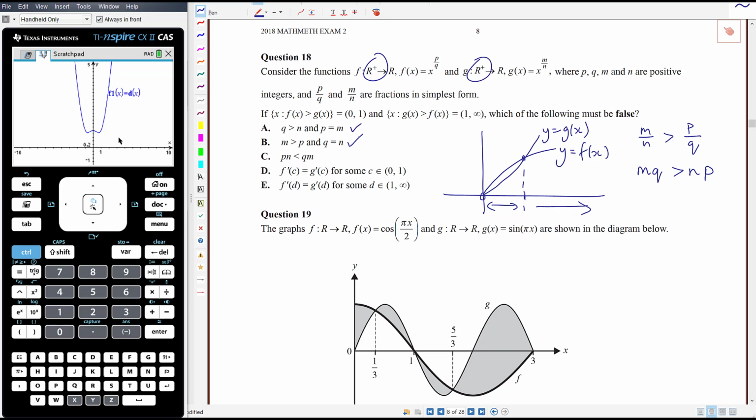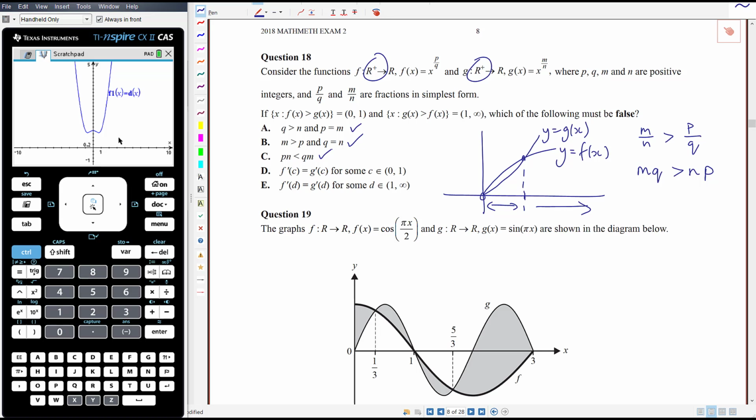Okay, so the point is it's true for some values of m, q, n, and p. We need to know which one must be false, no matter what m, p, q, and n are. Pn is less than qm. Yes, that's just this statement written the other way around. So that's true.